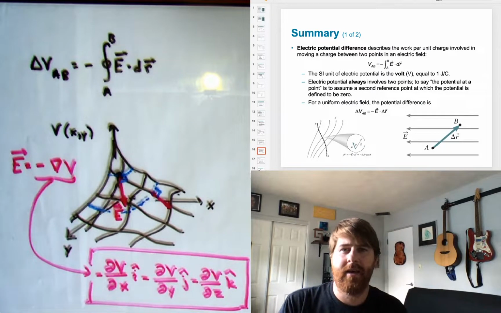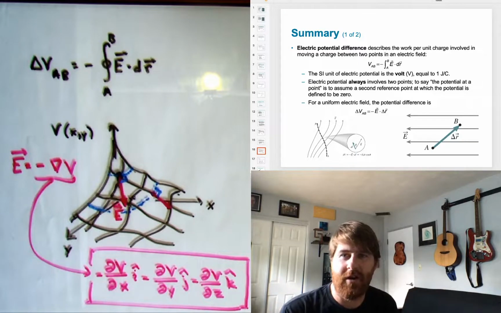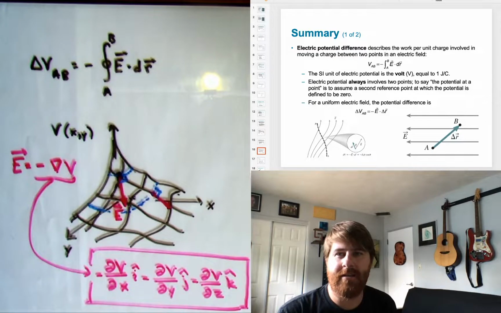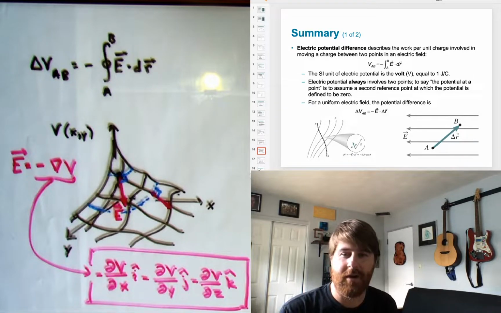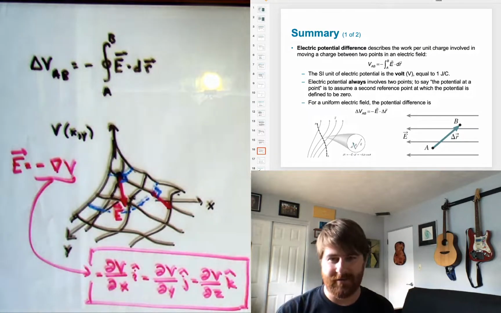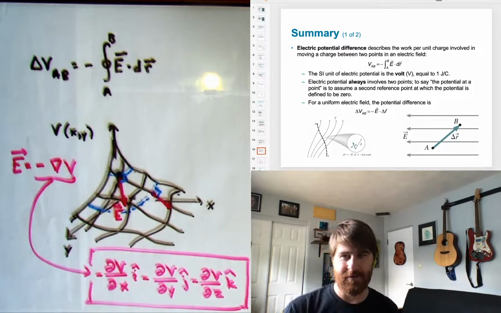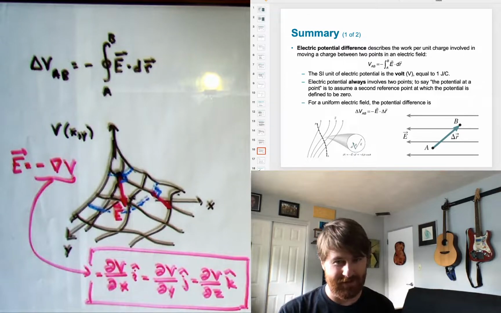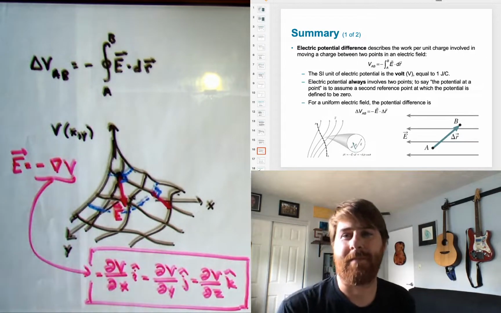Okay, so electric potential difference describes the work per unit charge involved in moving a charge between 2 points. The SI unit is the volt. Electric potential always involves 2 points. So when you talk about volts, you talk about the voltage or potential difference between 2 points or across some distance, not the voltage at a point, right? The voltage at a point must be with respect to somewhere else.